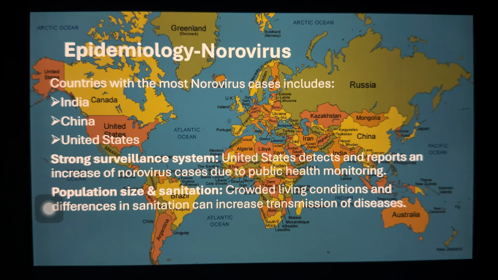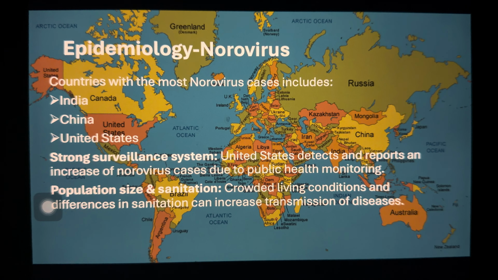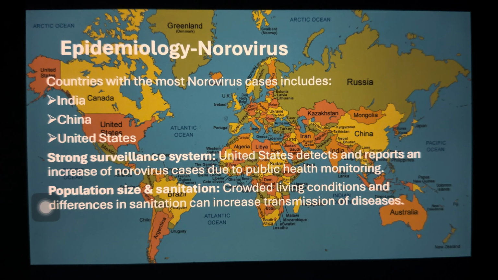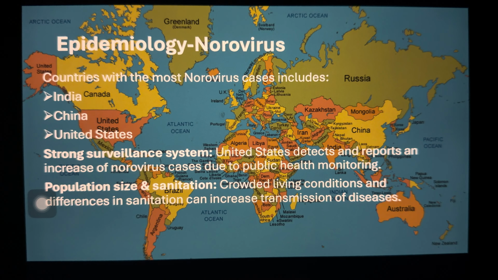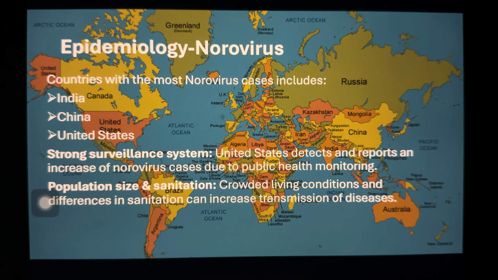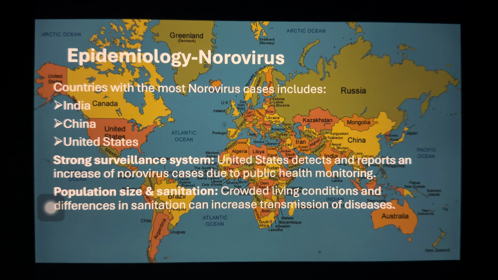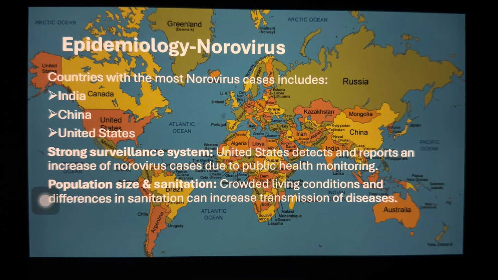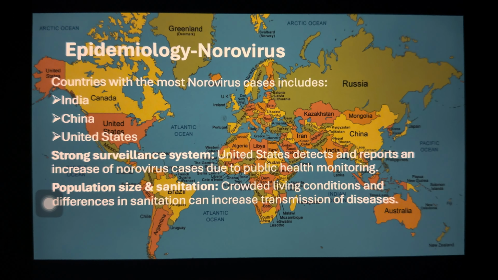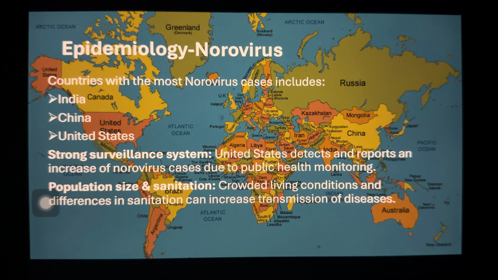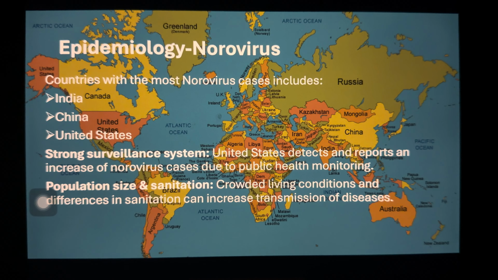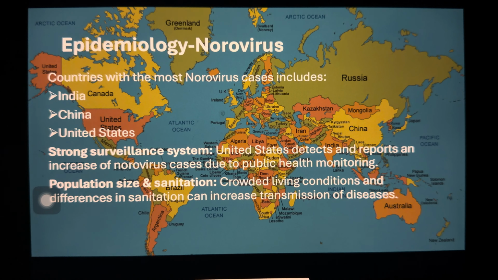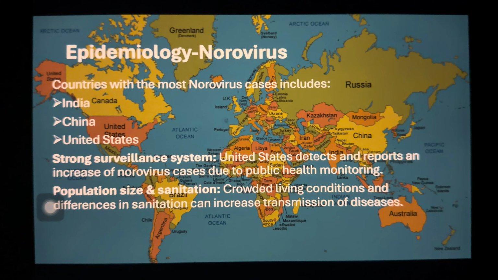The epidemiology, part 2. Countries with the most norovirus cases include India, China, and the U.S. Strong surveillance system: the United States detects and reports an increase of norovirus cases due to public health monitoring. Population size and sanitation: crowded living conditions such as in India, China, and the U.S. and other healthcare places can cause an increase in transmission of diseases.